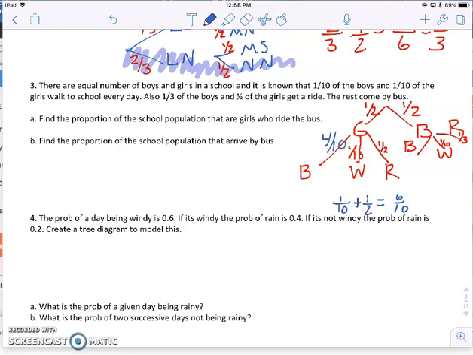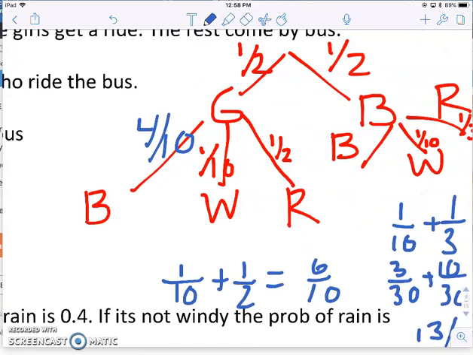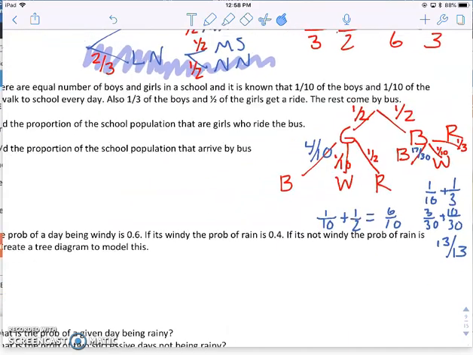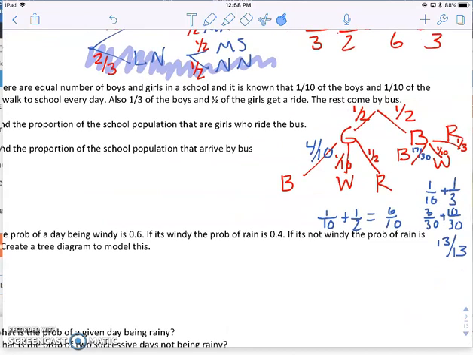And if we look at the branches here, we have 1/10 plus 1/3. If this is over 30, we get 3/30ths plus 10/30ths. That's 13/30ths there. So that means 17/30ths have to take the bus. So the school population that are girls that ride the bus would be half that are girls times 4/10 that ride the bus. That would be 4/20.